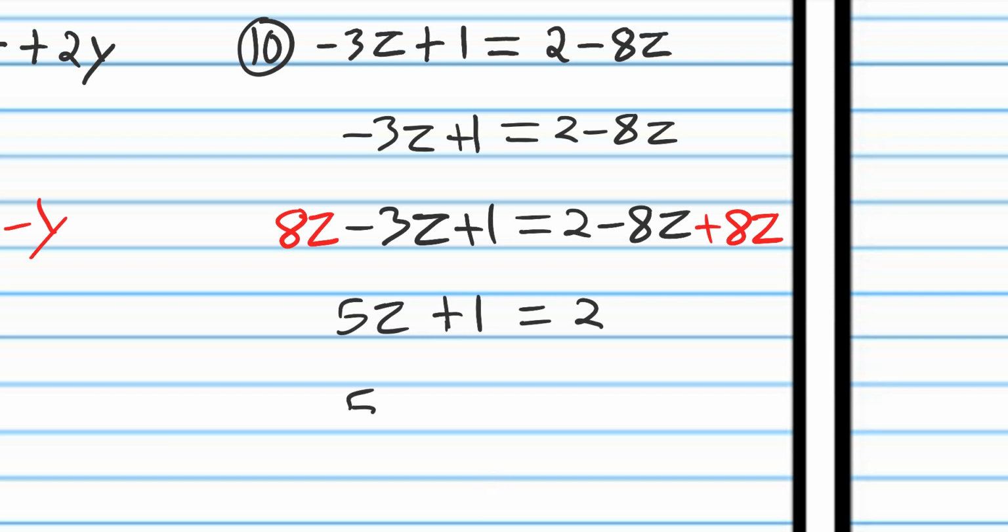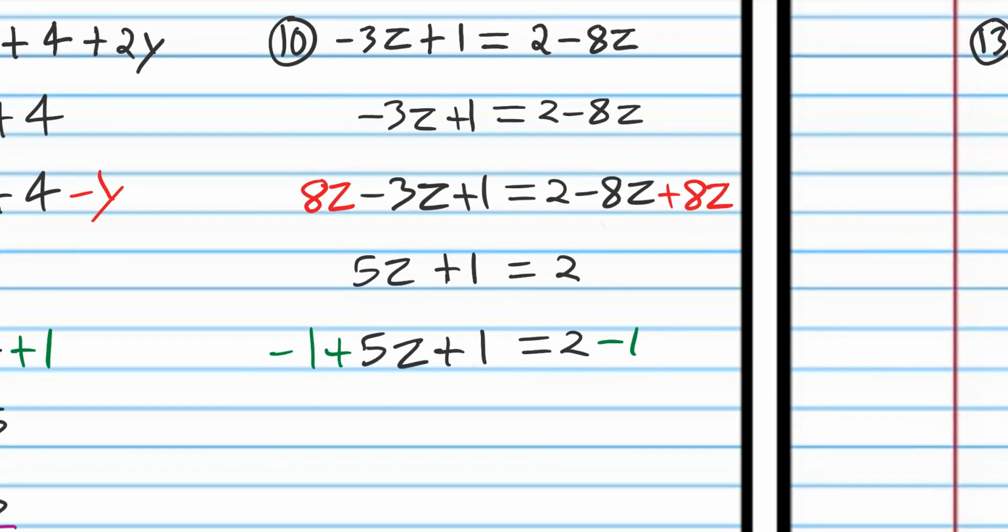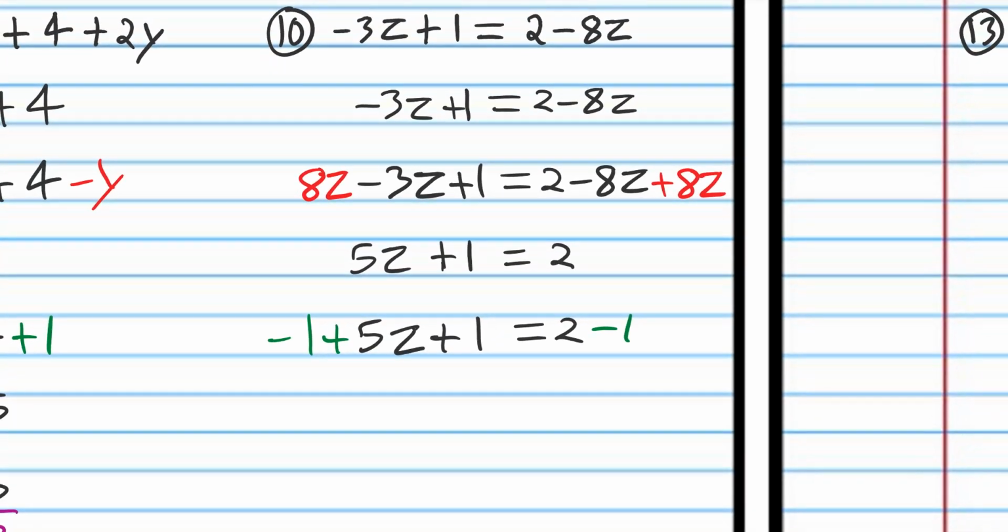So I'm about to perform an operation on both sides of the equation. So I have to rewrite. I'm going to subtract 1 from both sides. And we end up with 5z is equal to 1.